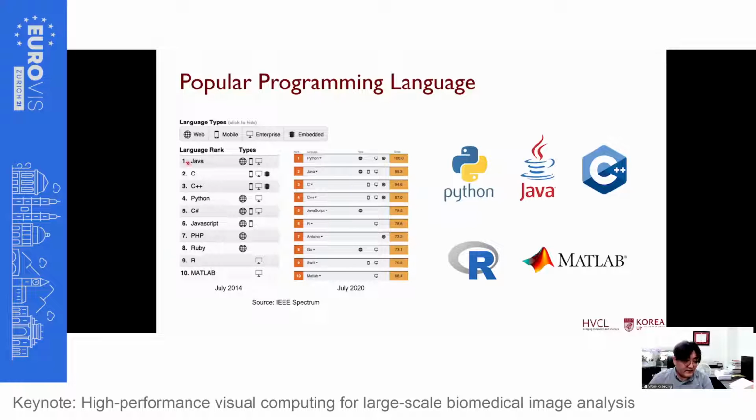If you look at this, in 2014 the top one was Java, the second one was C, third was C++, then Python, okay? And interestingly, last year, Python became number 1. Which means maybe Python is now the most popular language here. But another interesting thing is that in this top 10 list, there's something like R or MATLAB, right? So what is it?